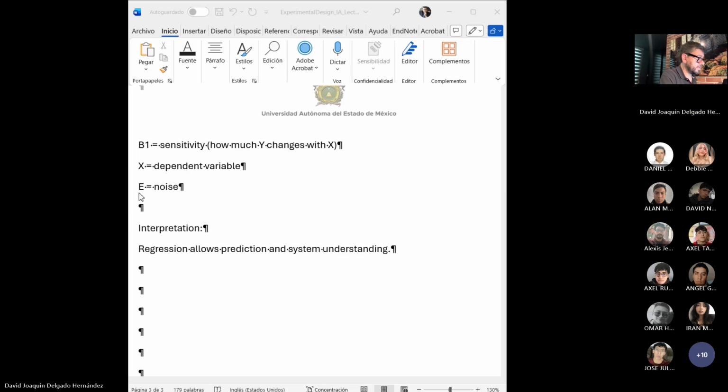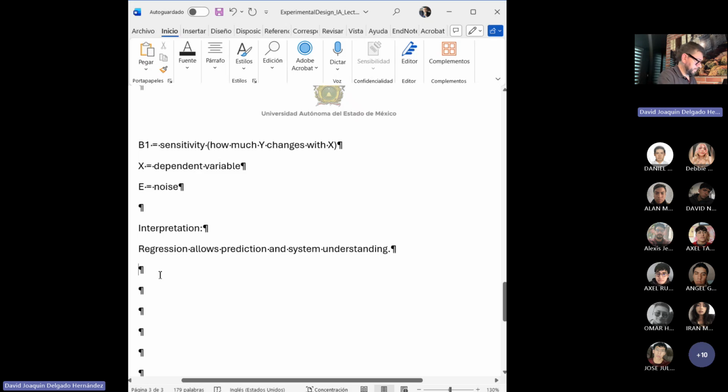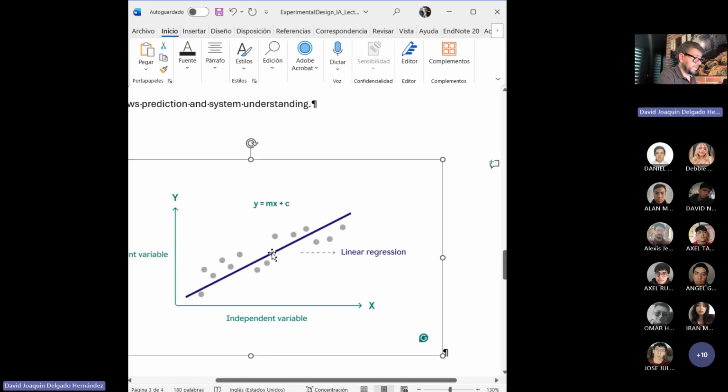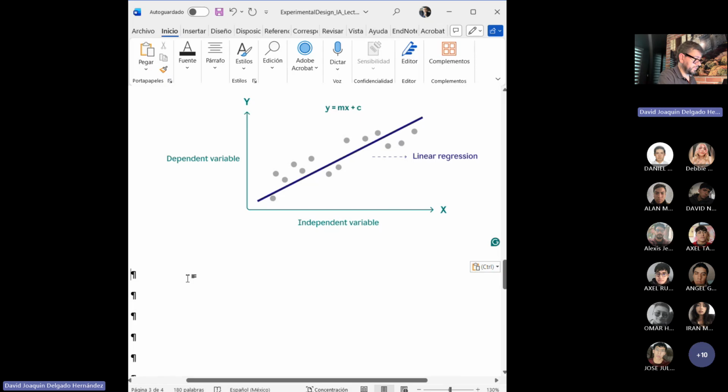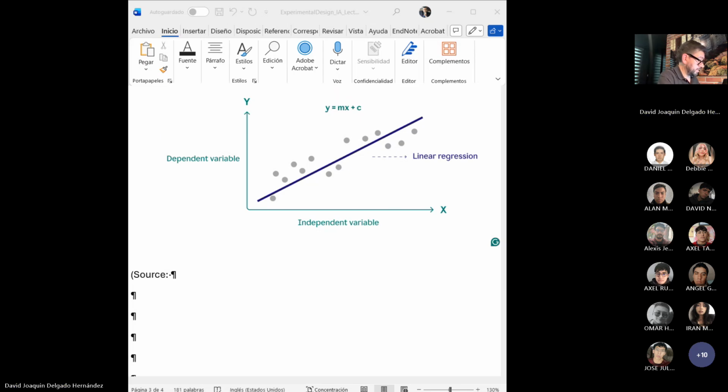Here we are. So let us put here graphically and then put this example. Okay. And I am going to put here the source of this image. Source. Here we are. So let me copy the address, the URL. Here we go.